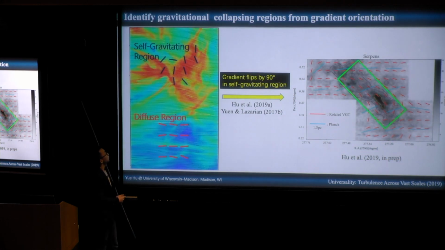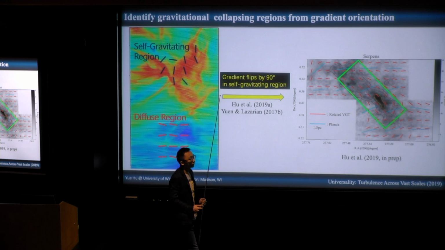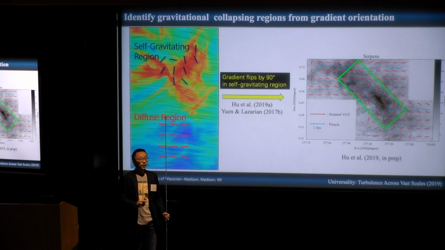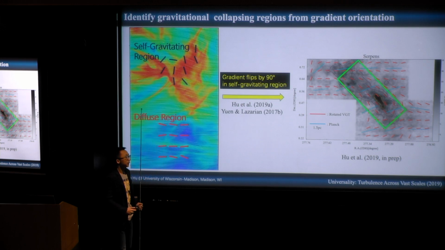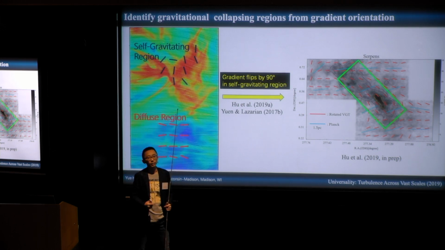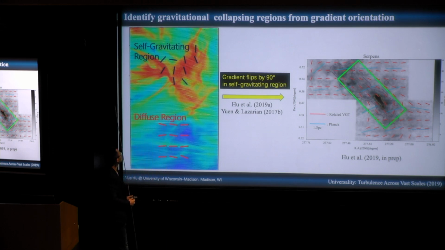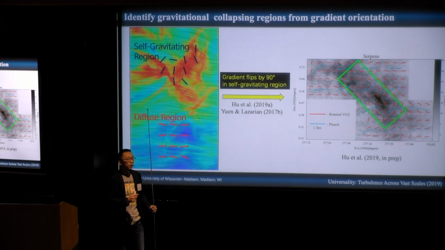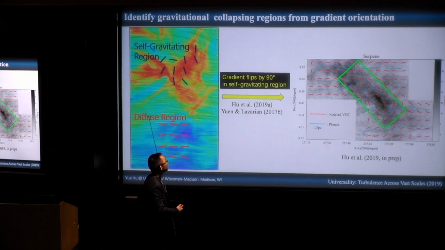The second application is that we can go further to identify the gravitational collapsing regions from the gradient orientation. Because in collapsing regions, self-gravity dominates over the turbulence. And in this case, the inflow motion will flip the gradient's direction by 90 degrees. Therefore, you can see from the figure, in the diffuse region, the gradients align with the magnetic field, but in the self-gravity region, the gradients are flipped by 90 degrees. From this feature, we can then identify the gravitational collapsing region.